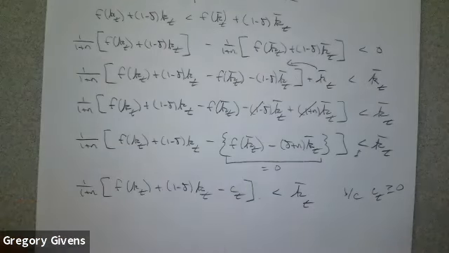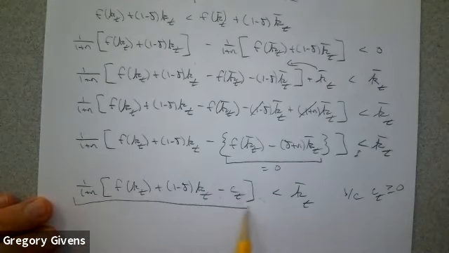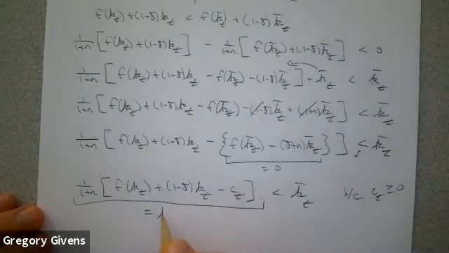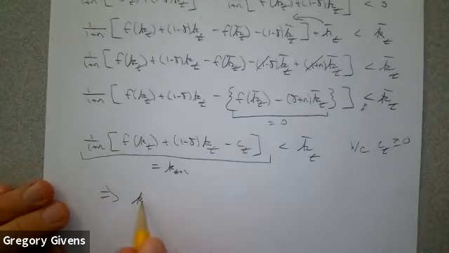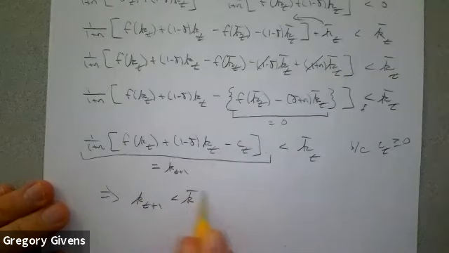Why does that help me? What is this equal to? What's 1 over 1 plus n times f plus 1 minus delta k minus c? That is k_{t+1}. So we have that k_{t+1} has to be less than k bar t.